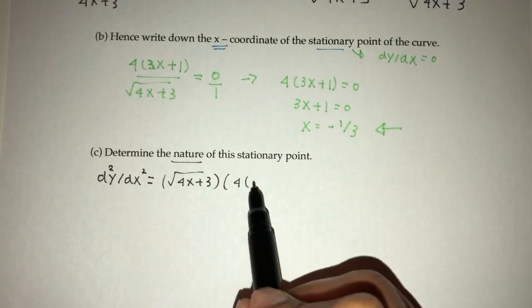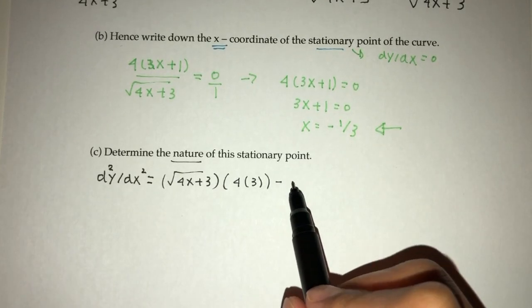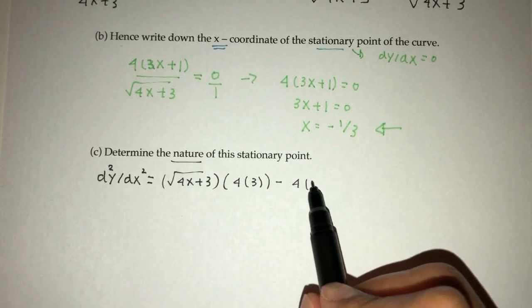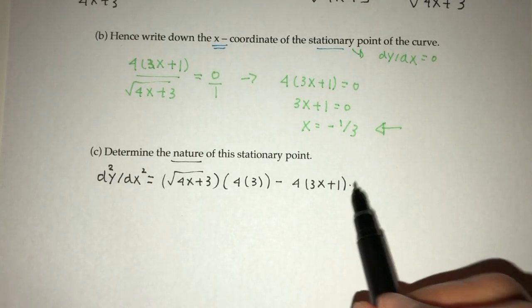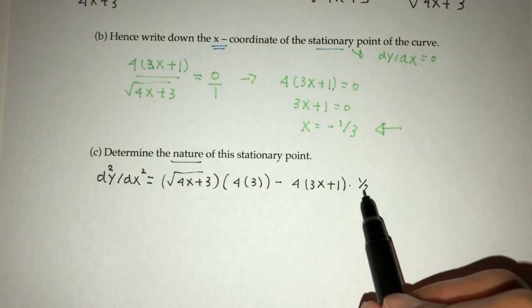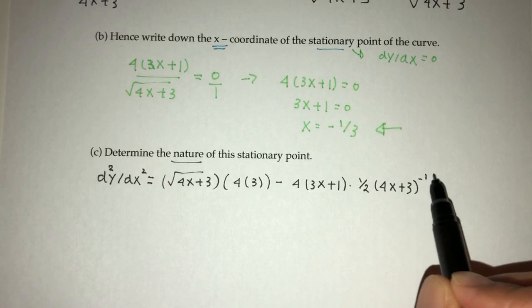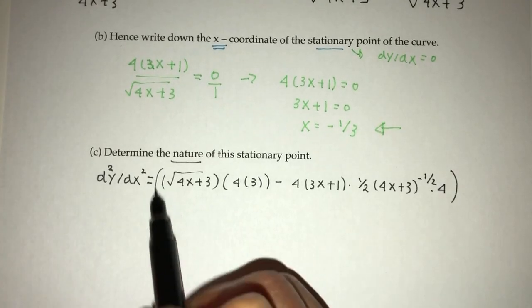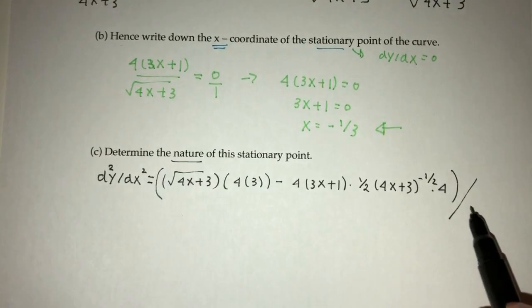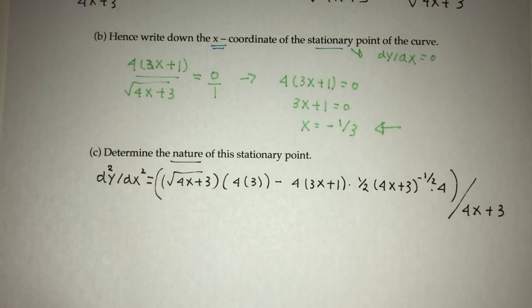That will be 4 times 3. And then minus sign, write the top as it is. Then multiply by d by dx of this one, which will become half, 4x plus 3, power minus half, and times 4. And everything, of course, divided by the base squared, which will become 4x plus 3. Now here we only care about the sign, right?